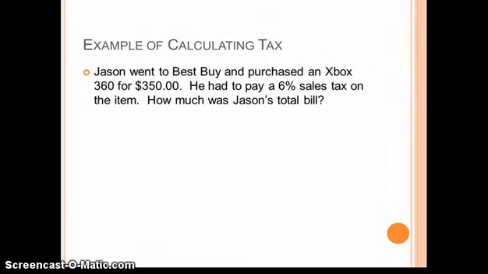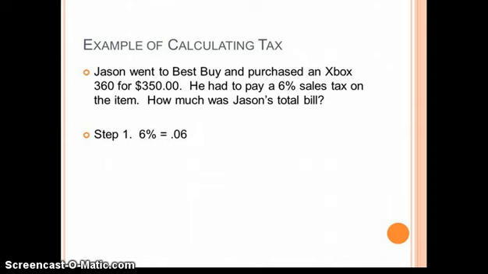And in our last and final example, we're going to calculate tax. Jason went to Best Buy and purchased an Xbox 360 for $350. He had to pay a 6% sales tax on the item. How much was Jason's total bill? Step 1, we're going to change 6% to a decimal, so we're going to divide 6 divided by 100, and when we do this, we get 0.06.